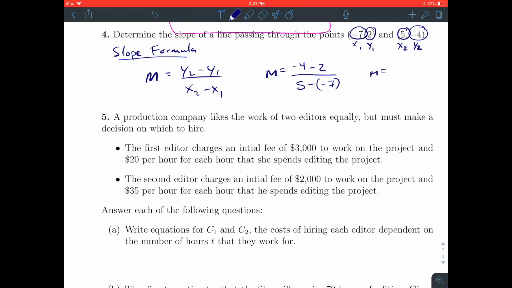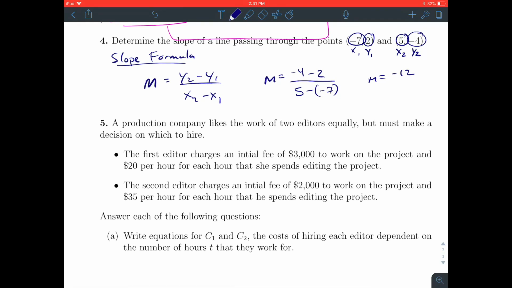Doing some arithmetic, negative 4 minus 2 is negative 6. 5 minus a negative becomes plus 7. 5 plus 7 is 12. So m is equal to, if you reduce it by 6 on top and bottom, negative 1/2.